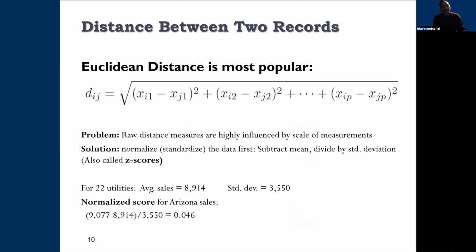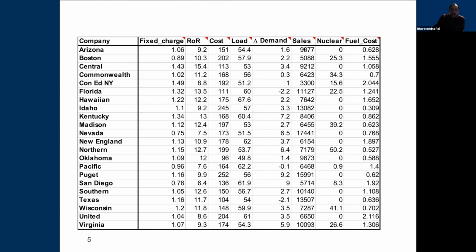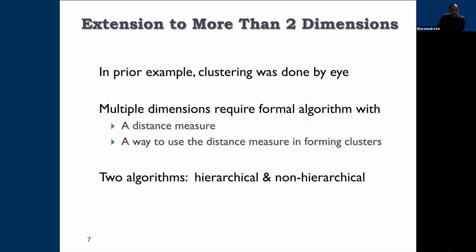And the solution is very simple. Anytime we have this kind of issue, what we do is we normalize the data. We standardize the data. And standardization is very simple. If I go back, what we do is we find the average of each column and also the standard deviation of each column. So how to standardize, for example, sales? We'll do 9077 minus the average of sales, and then divide by its standard deviation. And that we do for each variable. So for fixed charge, we find the average and subtract that number from 1.06 and divide by standard deviation. So that's how we normalize data.